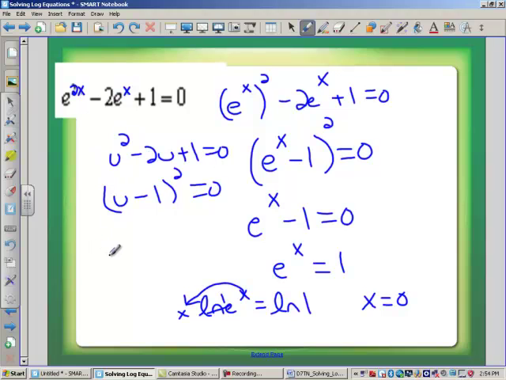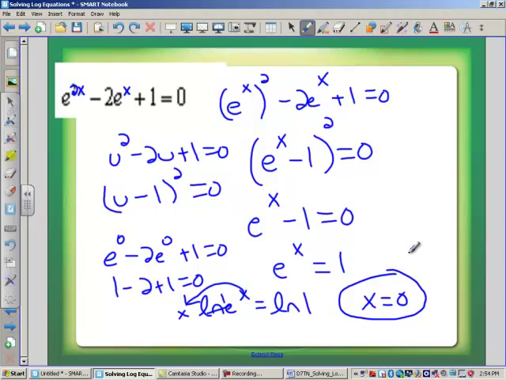So let's see if that makes sense here. e to the 0 minus 2e to the 0 plus 1 equals 0. Anything to the 0 power is 1, and I get a true statement. All right, there you go. So I will see you guys tomorrow.